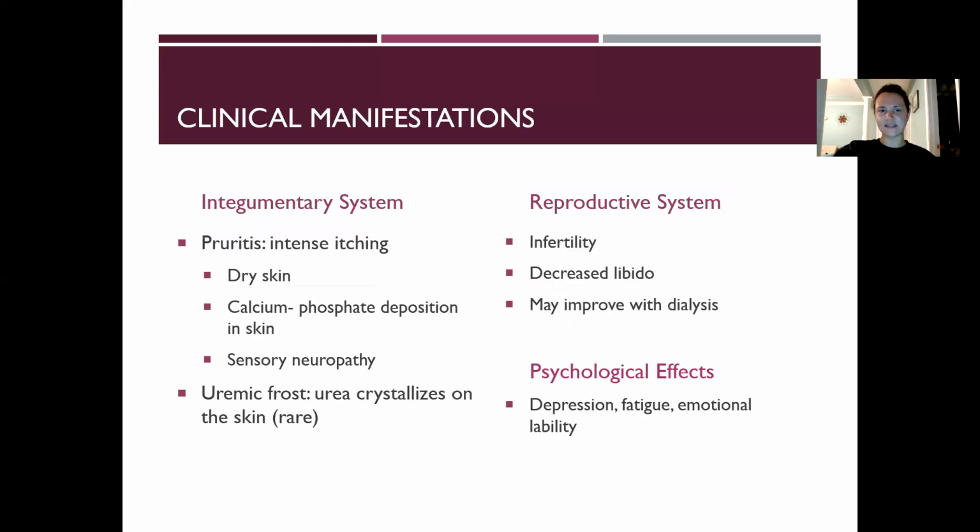The integumentary system, we're going to see intense itching, also known as pruritus. That will result in dry skin and sensory neuropathy, but it occurs because of the calcium phosphate deposition in the skin. That'll make sense here in a second again when we talk about the electrolytes. And then uremic frost. I've never actually seen this happen. It is extremely rare, but it's when urine crystallizes on the skin.